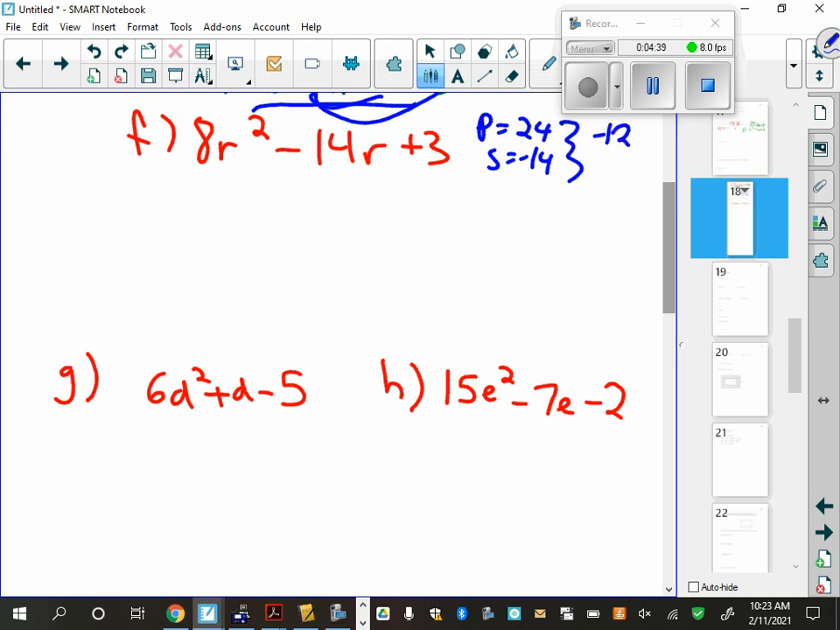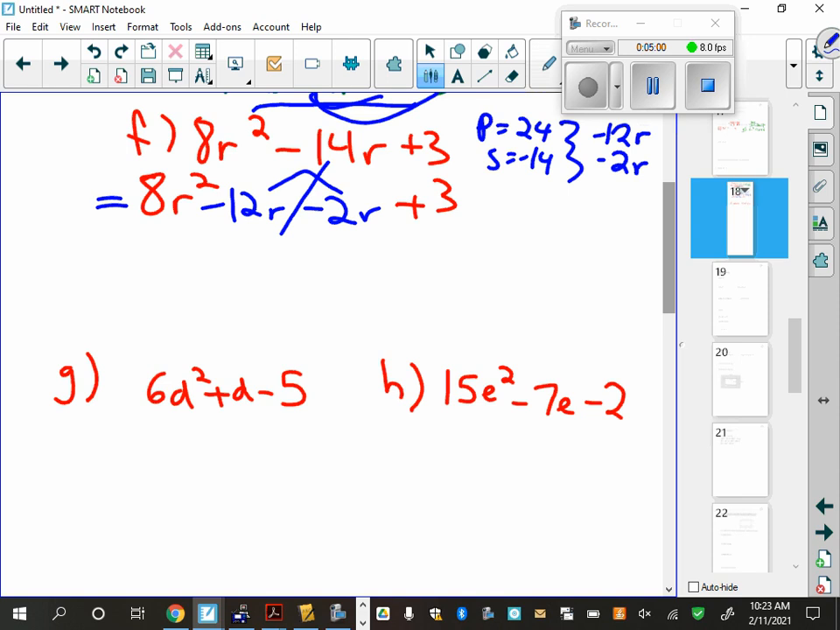Negative 12r and negative 2r. Perfect. I'm going to continue to use the same color for the first term and last term. That's not what changes. But then I'm going to go blue. Negative 14r is negative 12r subtract 2r, and then you slice and dice.